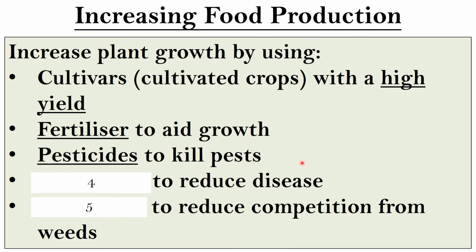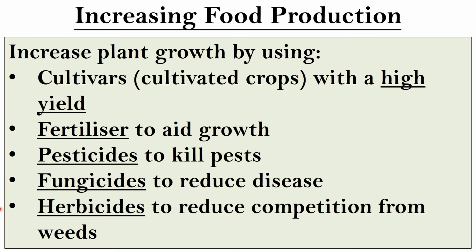To kill pests, number 3, that would be a pesticide, or you could have an insecticide there. To reduce disease, so the disease that was mentioned for the potato farmer was blight, which is a fungus, so fungicides could be used as well. And number 5, to reduce competition from weeds, you could use herbicides. So quite a lot of chemicals involved here. It's not quite organic farming, is it? But these are methods of increasing plant growth.